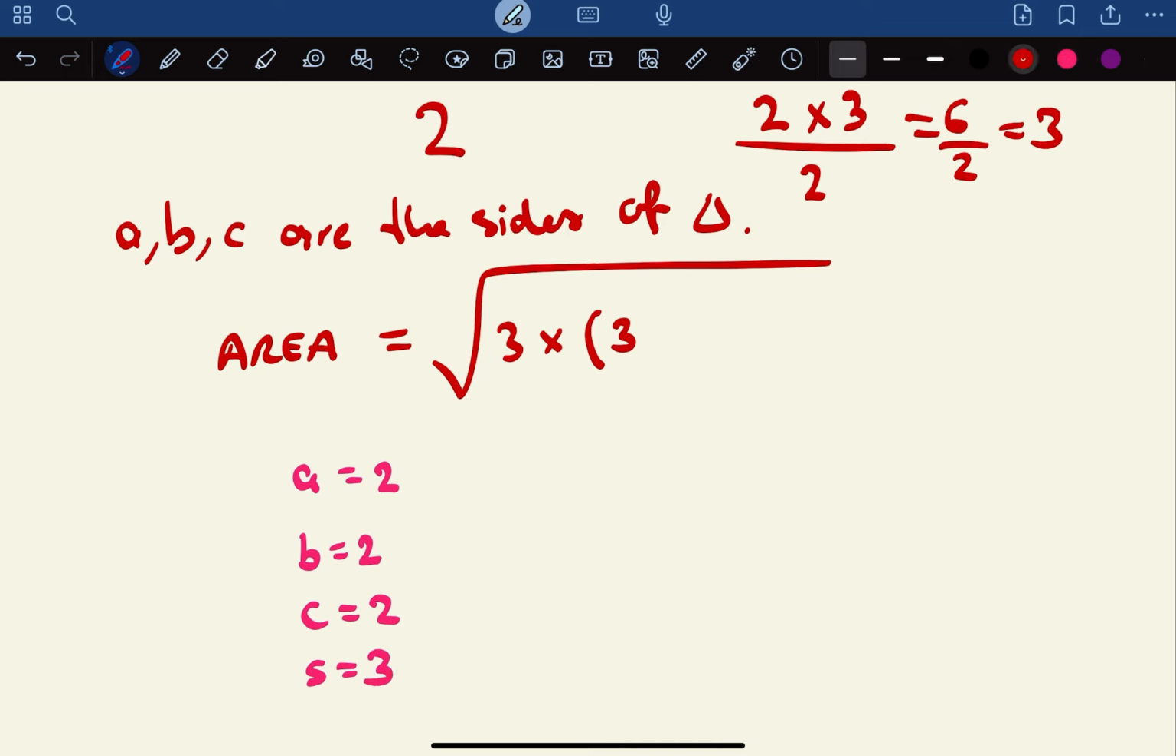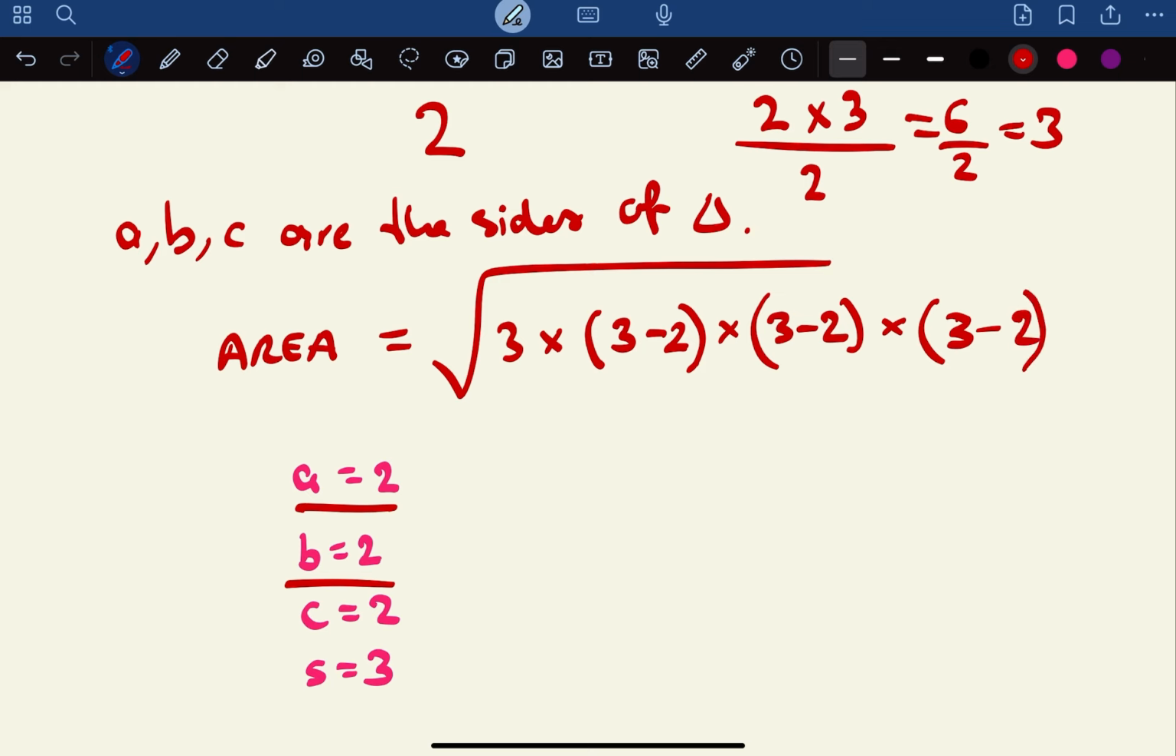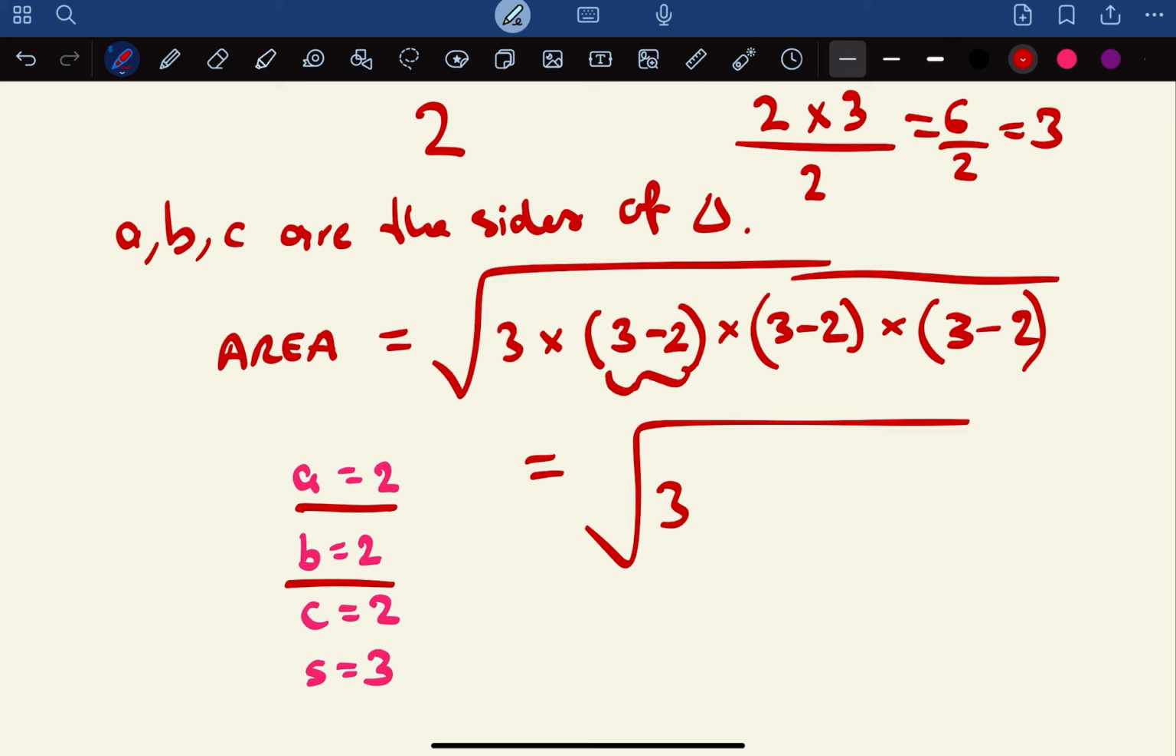So now we can go ahead and plug in our values. So 3 minus A, so 2, times 3 minus B, which is 2, times 3, which is S, minus C, which is 2, and that's all. So now this is all equal to 3. Now, 3 minus 2, what is that? That's just 1, isn't it? That's just 1, which means this is 1, and which means this is 1 as well. So when we multiply all these ones, we get 1.